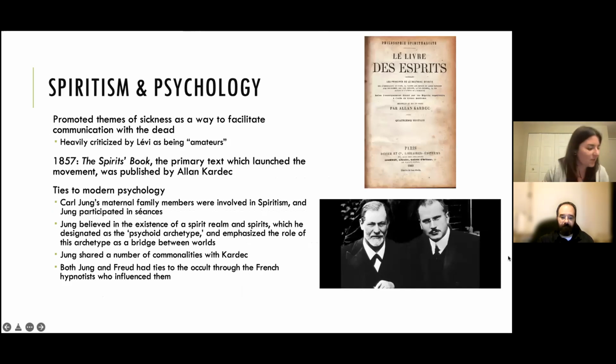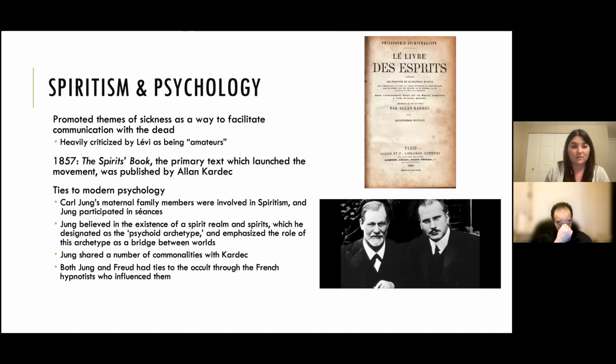Okay, so I mentioned Spiritism briefly earlier in connection to the occult. And again, Spiritism was a religious movement that thought that you could communicate with the dead through use of seances and mediums and things like that. I also mentioned that sickness was one way that they believed that communication with the dead could be facilitated. And even though the Spiritists promoted occultist belief, there was separation between the Spiritists and the occultists. Levi really heavily criticized them as being amateurs and took issue with them.